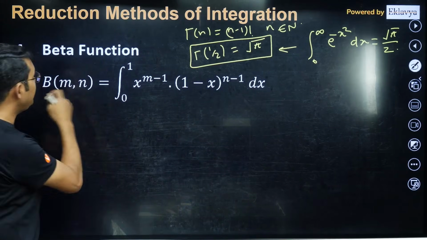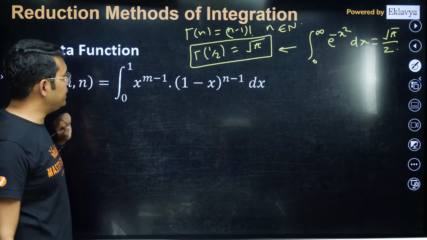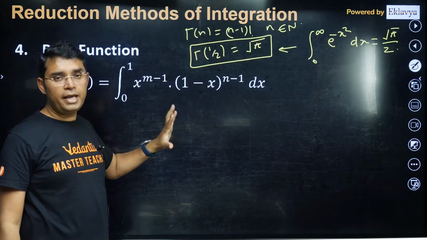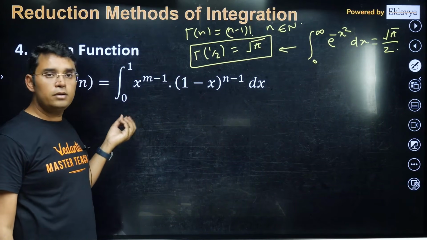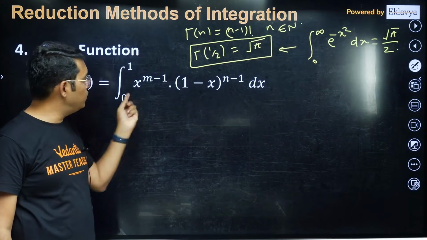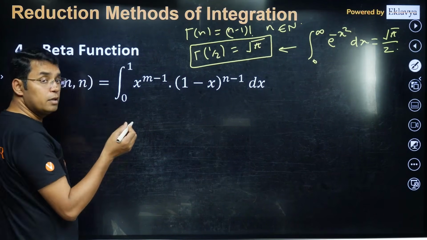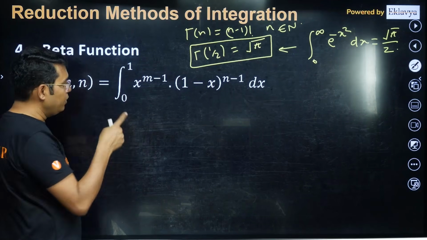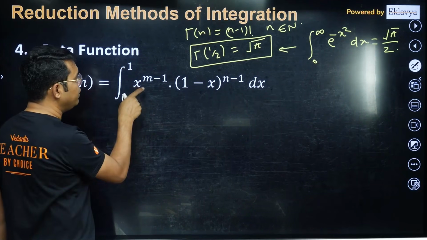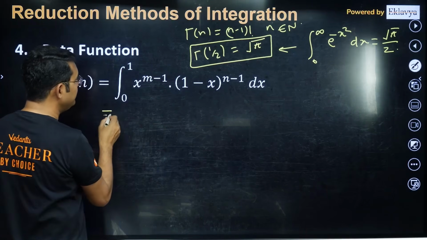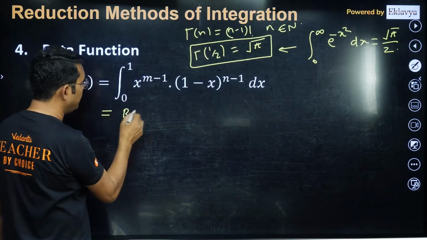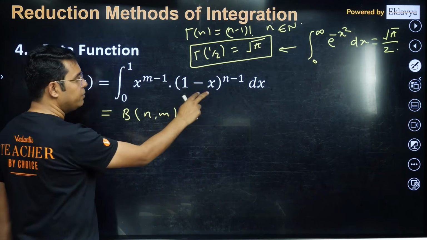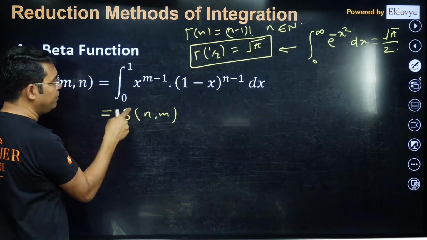Now beta function. What is the beta function? Beta function is 0 to 1 x power m minus 1 into 1 minus x power n minus 1 dx. Looking quite simple, x, 1 minus x. Now if you use King's rule, where we replace x by a plus b minus x, here x will be replaced by 1 minus x. So you can very easily see this will be equal to beta n comma m also, because this will become 1 minus x, this will become x. So beta m comma n will be beta n comma m.